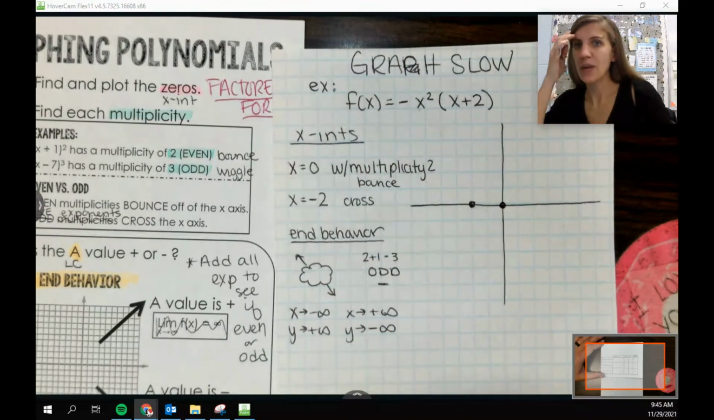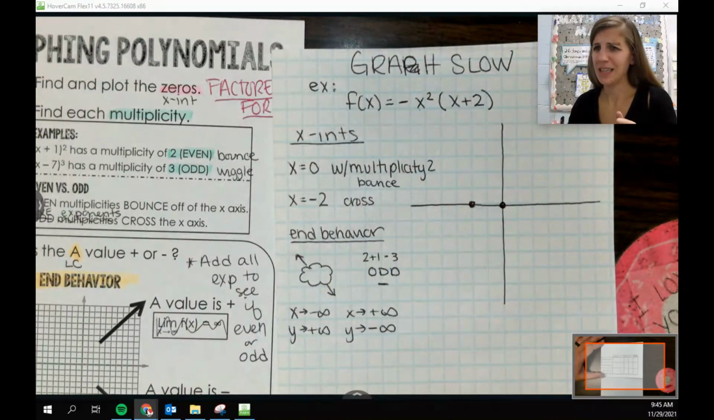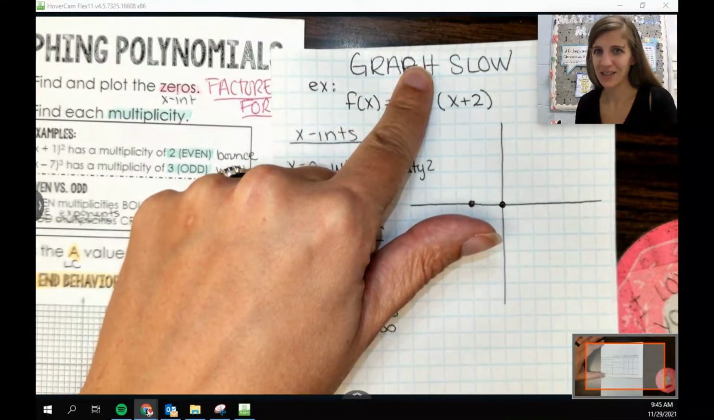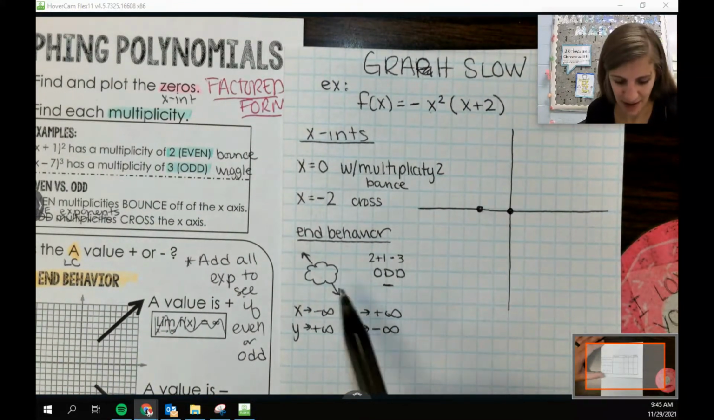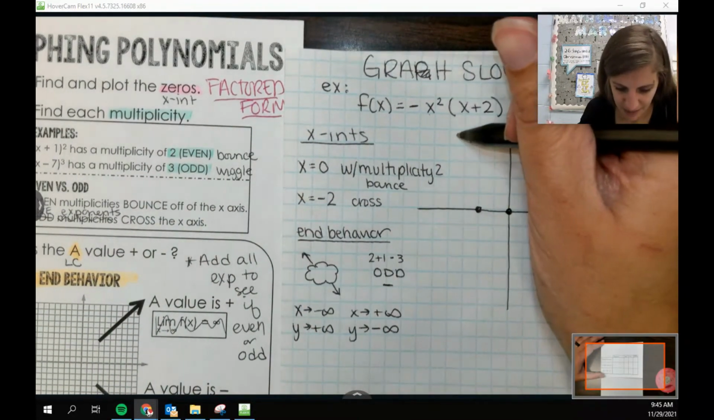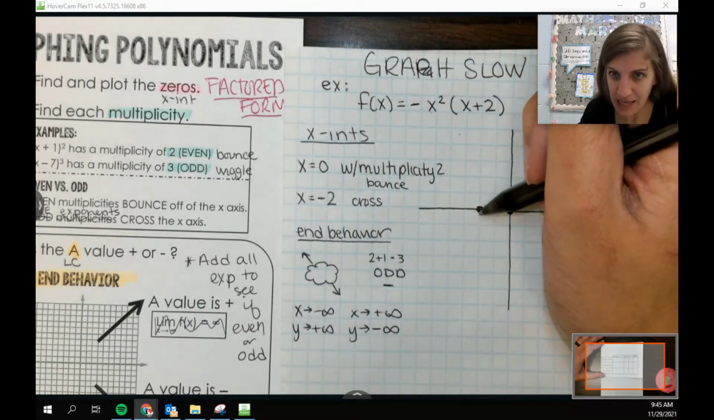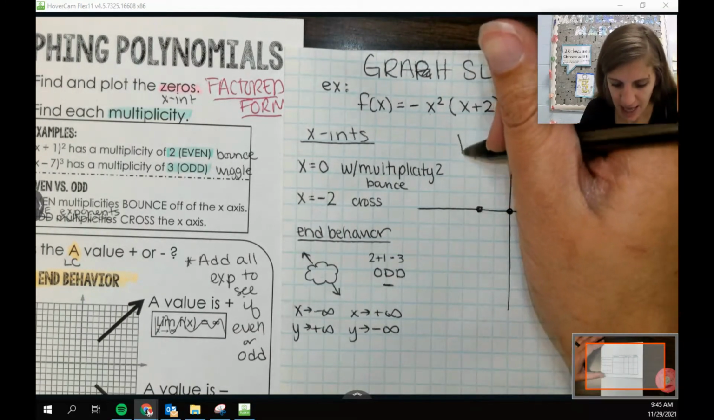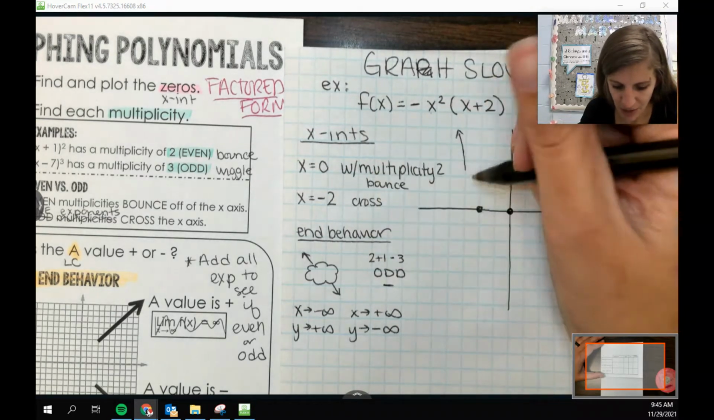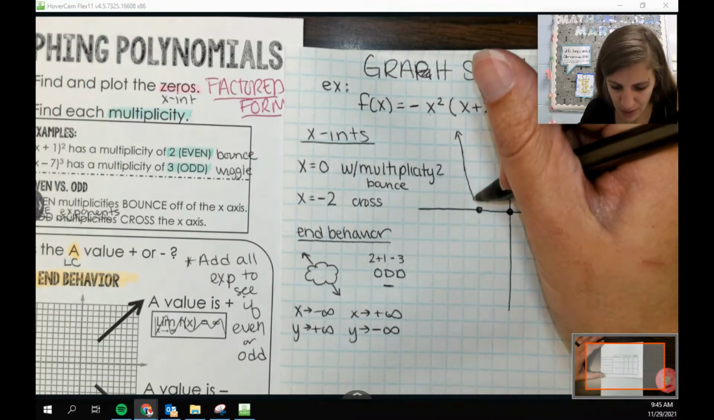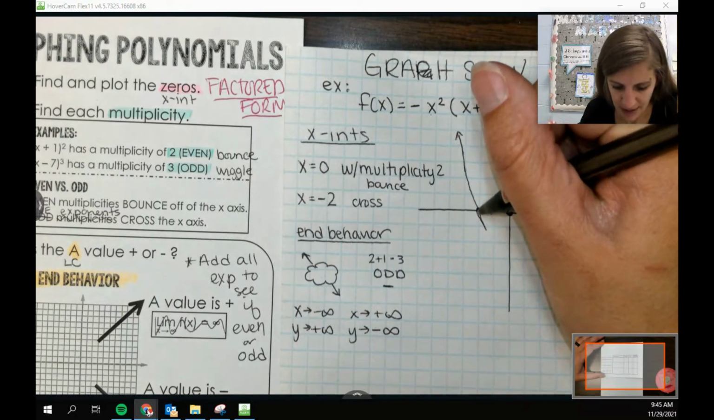Okay, let's graph. We got to graph slow. So we're going to start with our end behavior up here. And I kind of have to start past my first x-intercept a little bit because I'm going to have to work my way down to it. And when I get to the -2, I'm going to cross right through because that's what that one does.